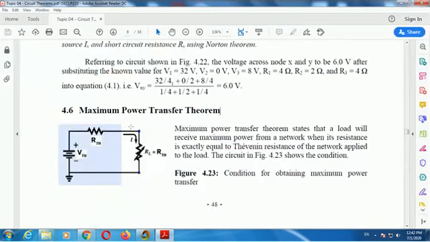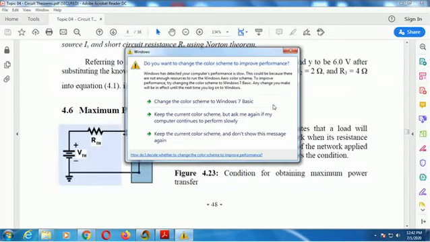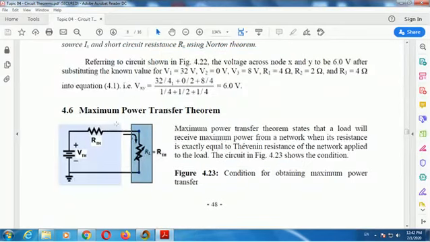Let's say we have one load RL, like a light bulb. Then we have one supply, one circuit, one network. If we want to find the maximum power that can be supplied to the light bulb, we want to find the resistance. So we need to consider the whole network.